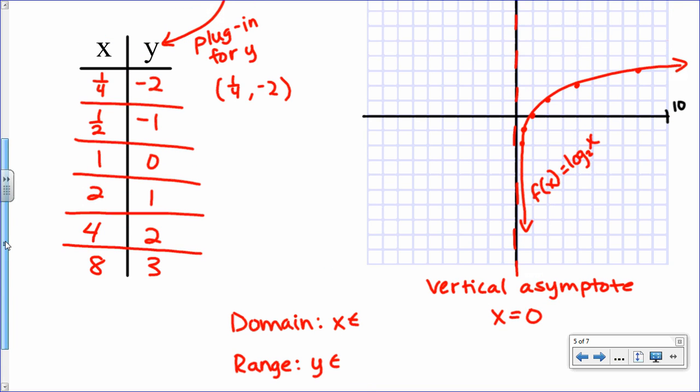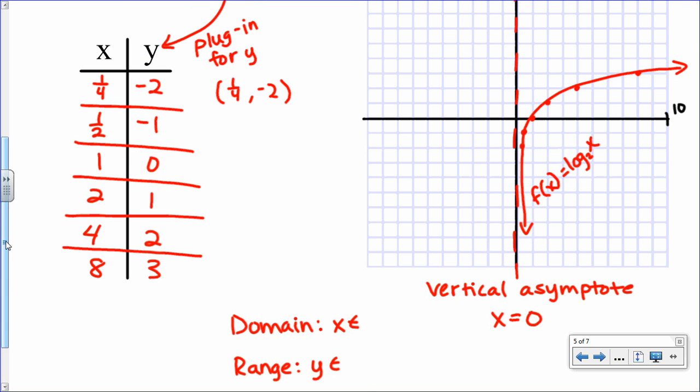Let's look at the domain and range. Do you have a minimum x value? Yes, I have an asymptote here, so I have a minimum. It's 0, but I don't touch it, so parentheses. What about a minimum y value? Nope. Do you have a maximum y value? No.